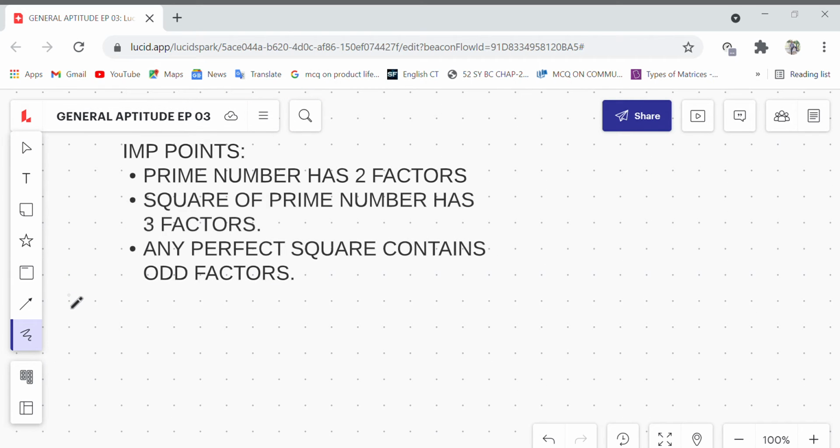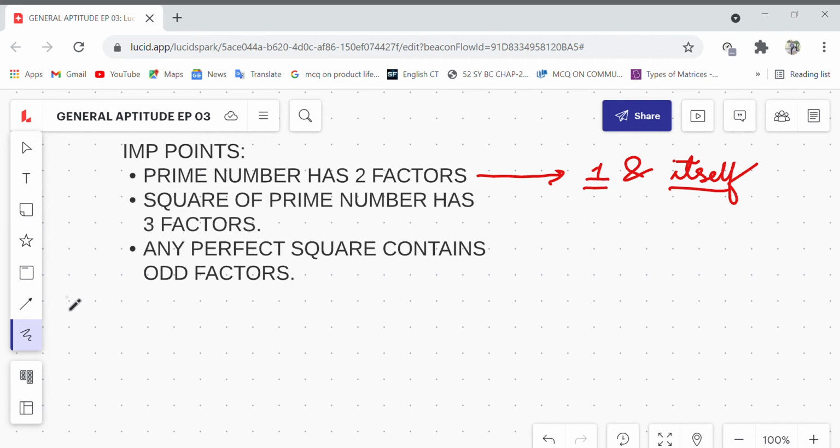First point is prime numbers have only 2 factors. As you know, prime numbers are the numbers which are divisible by 1 and itself. So it has just 2 factors. This is 1, this is 1. 2 factors.